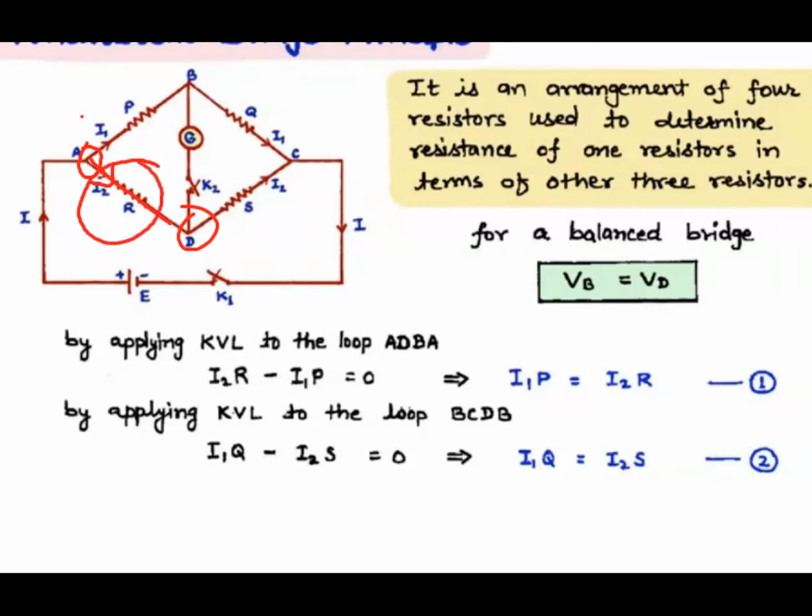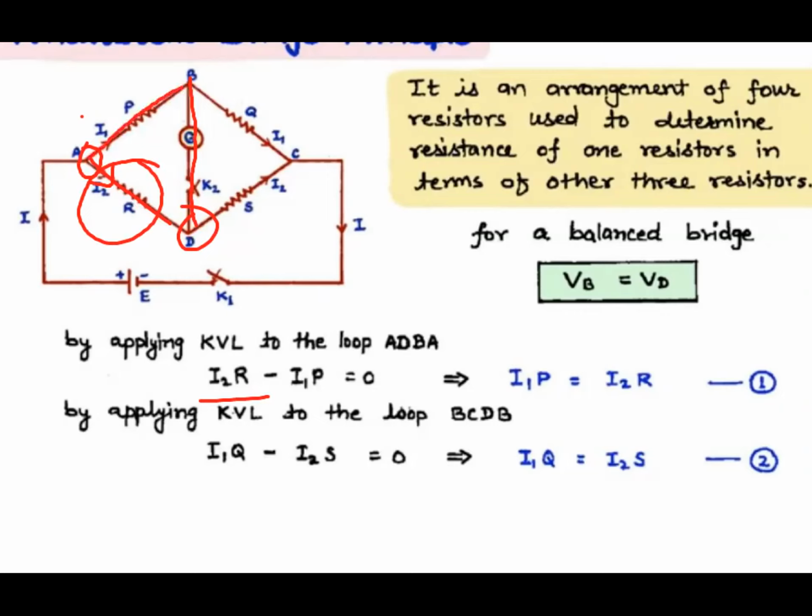What is the voltage? V equals IR, right? So the voltage drop across R is equal to I2R. Right? So this is the voltage drop across R. Now from D, you are going to move towards B. Between D and B, you do not have any resistor connected. That is just a galvanometer. So nothing, right?